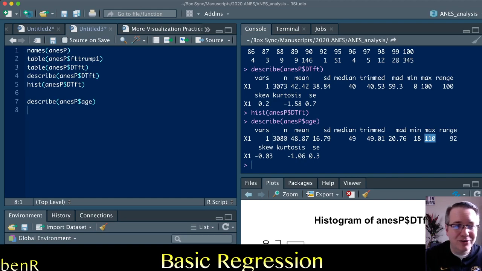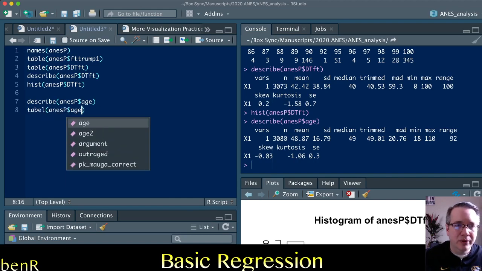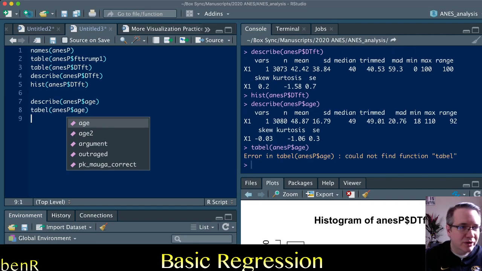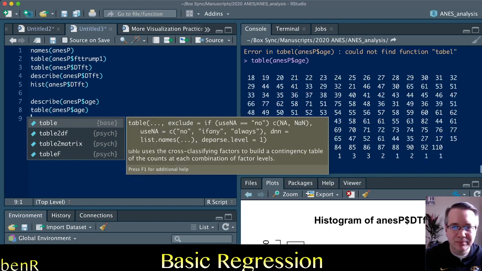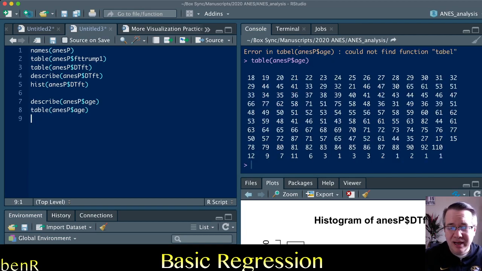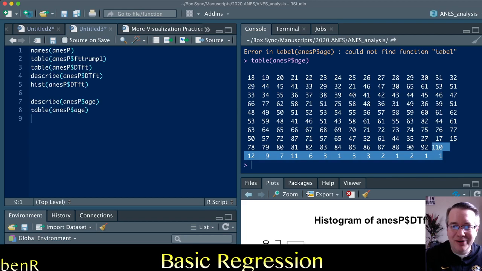So there's one 110-year-old. And we can look at the table for the age variable to get a sense for, could not find function table. Maybe because that's not how you spell the word table. Okay, so yeah, you'll see there's one 110-year-old, one 92-year-old, two 90-year-olds, an 88-year-old. See, there are 29 18-year-olds. So yeah, you can just look at the table to see where folks are at.